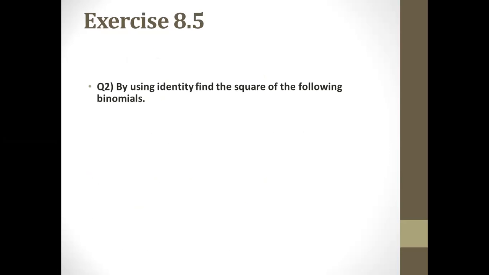Come to the second question. By using identity, find the square of the following. Again we have a formula, but this time the whole square formula. So we use the formula in this x plus y. Look, this says square of the following. Square means power 2. So which formula do we use?